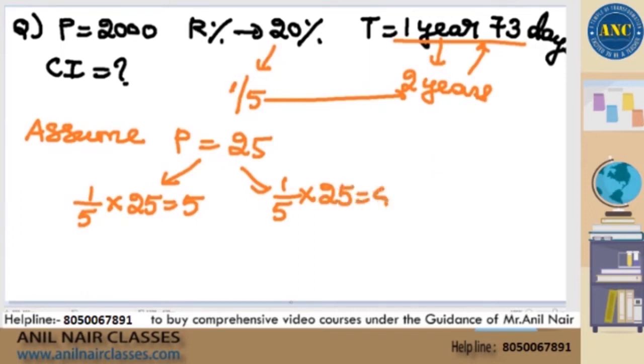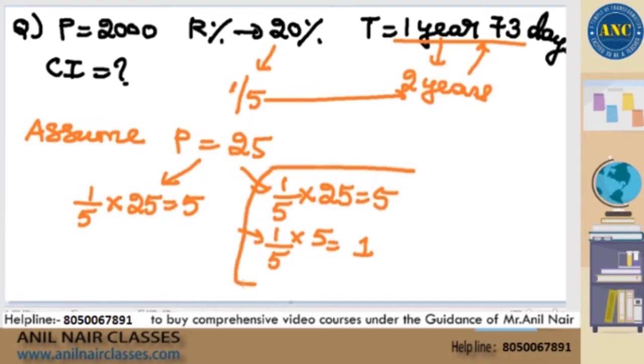Second year, it will be an interest on interest. Previous year interest is 5. On that one, rate of interest is 1 by 5. 1 by 5 into 5 is 1. Now, this is for second year. Now listen carefully, sir. Second year is nothing but 365 days.